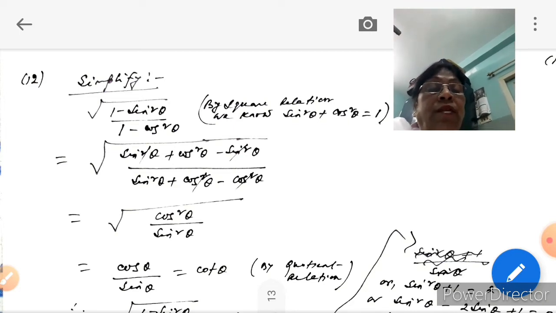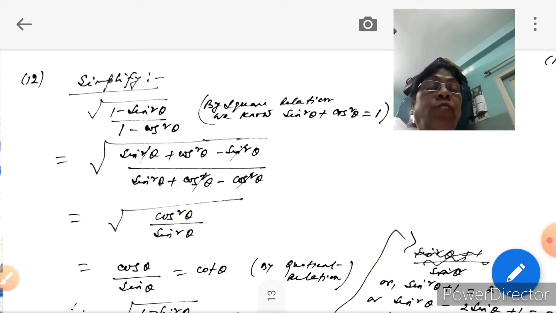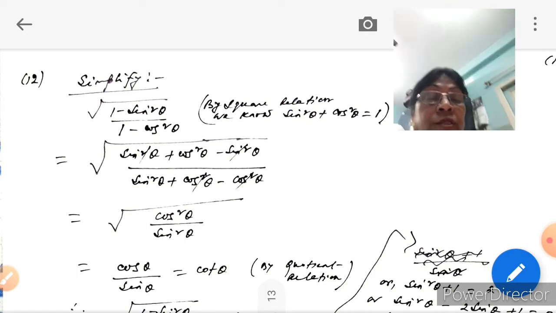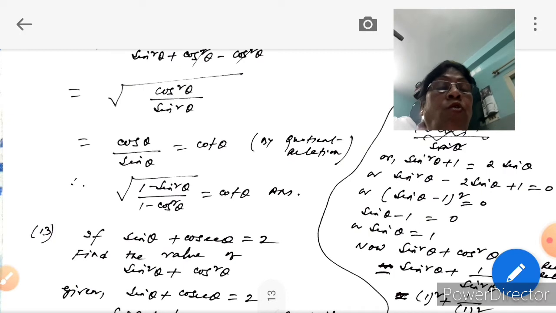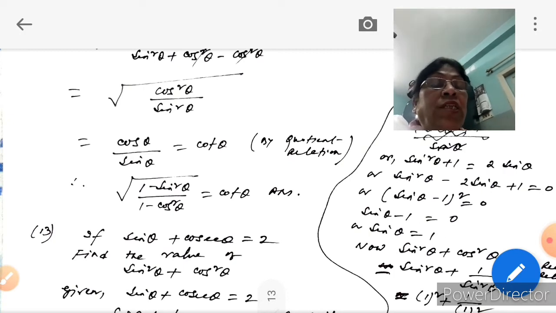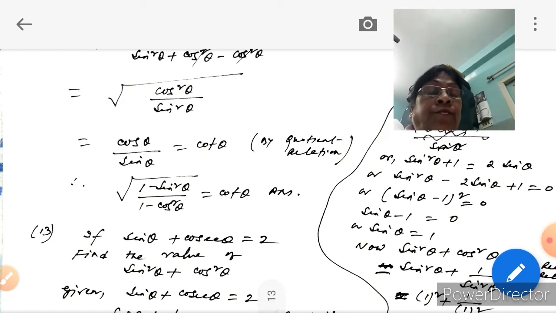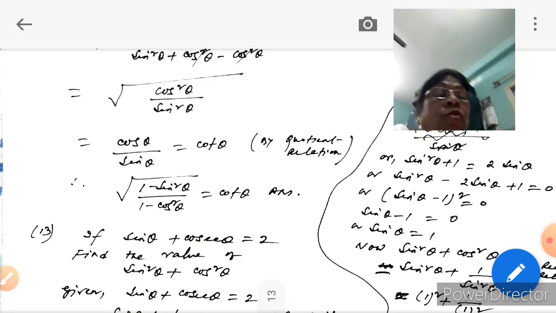So, ultimately sin square theta in the numerator is cut off, and cos square theta also cut off. Then root over cos square theta by sin square theta, that means cos theta by sin theta, that means cot theta. Because by cosine relation we know cos theta by sin theta is equal to cot theta. So, the answer is root over 1 minus sin square theta by 1 minus cos square theta is equal to cot theta.